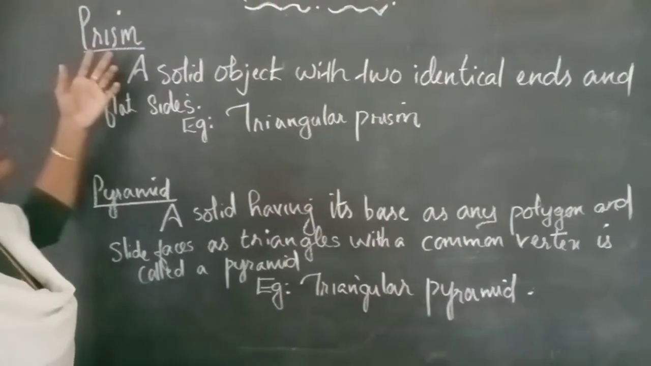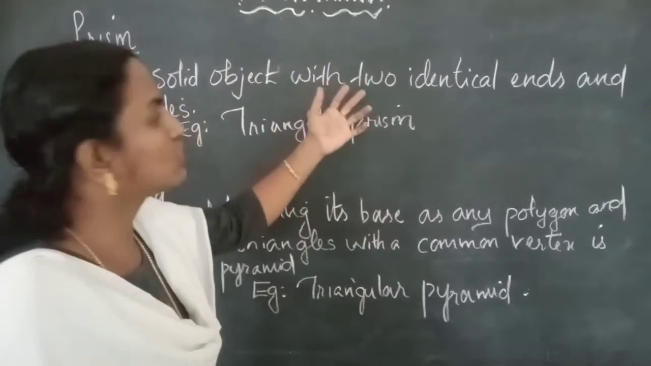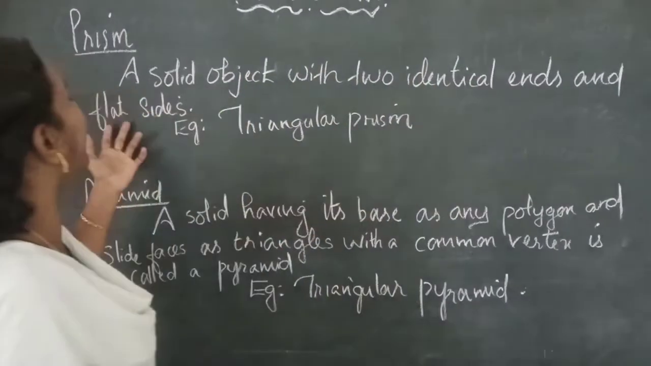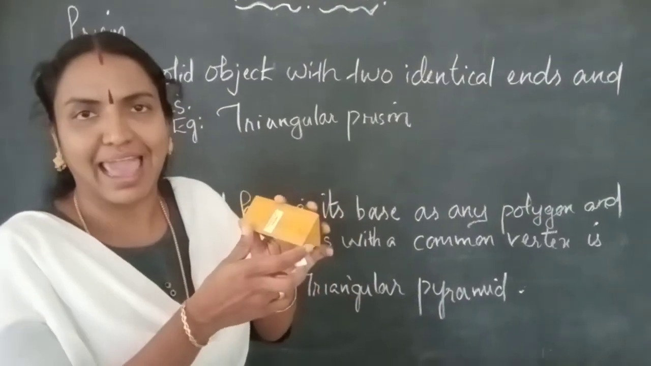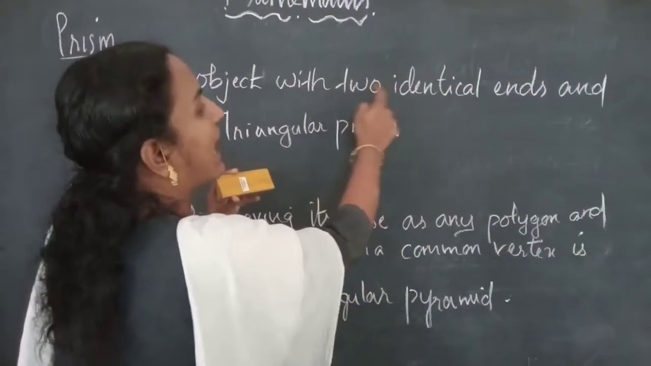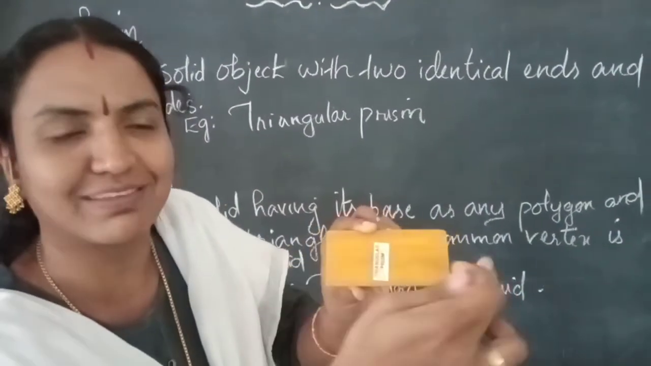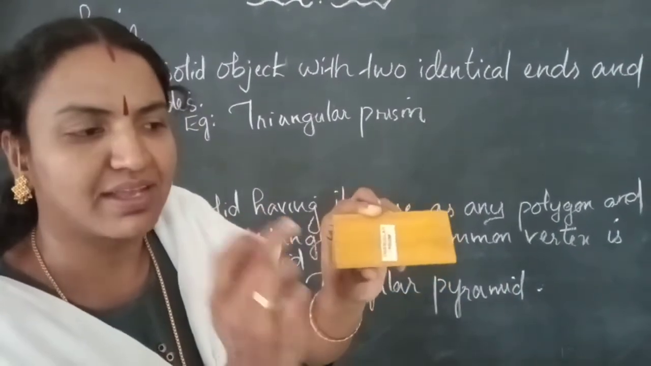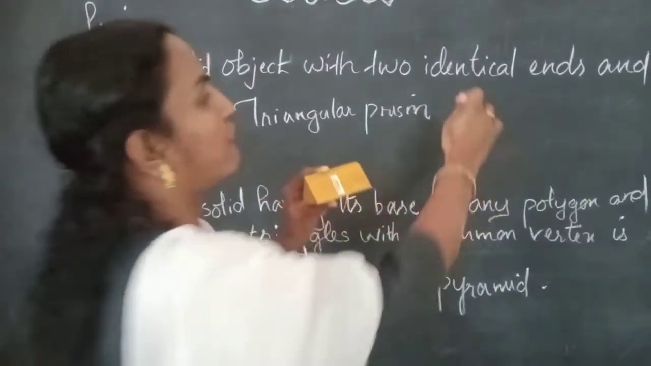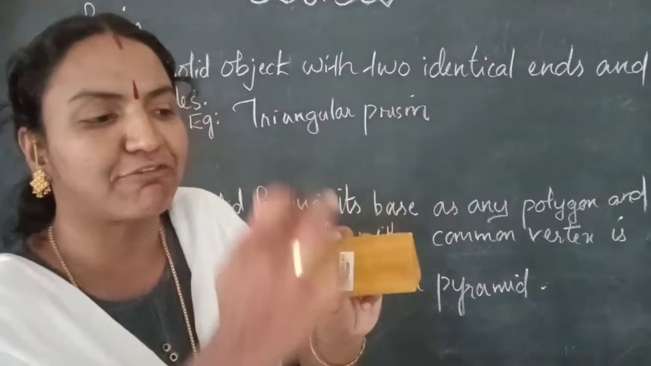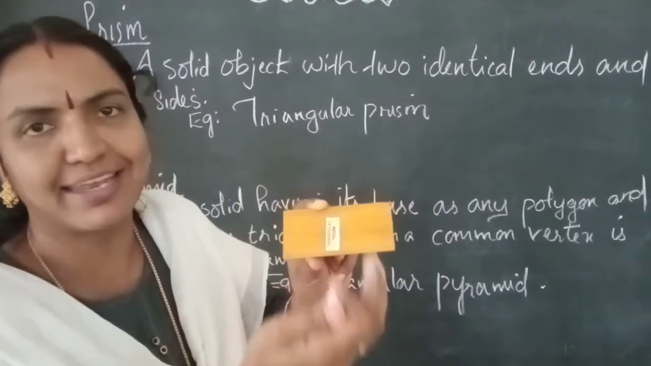Next, we shall discuss prism. Prism: a solid object with 2 identical ends and flat sides. This is an example of triangular prism. Here are two identical ends. These two parts are identical. These are two identical ends, and the other faces are flat sides. So two identical ends and the flat sides.